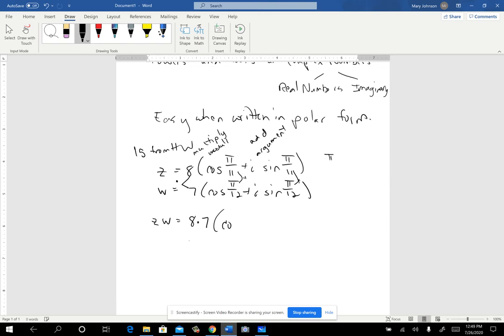So I need to take the pi over 11 and add the pi over 12 to it. When I do that, that's going to be 12 pi over 132 plus 11 pi over 132. So that's going to be 23 pi over 132 plus i sine 23 pi over 132. And you're done. Well, almost done. I need to do 8 times 7 and say 56. And then you're done. That's all there is to it.